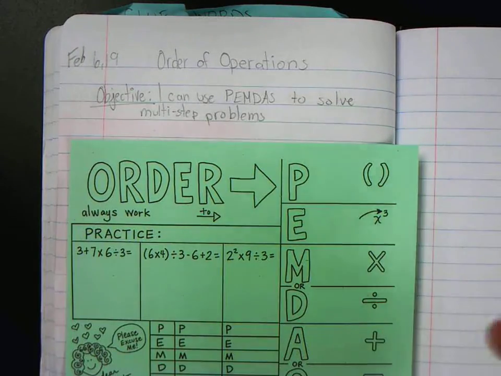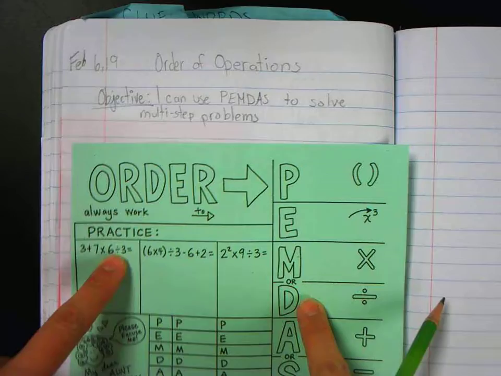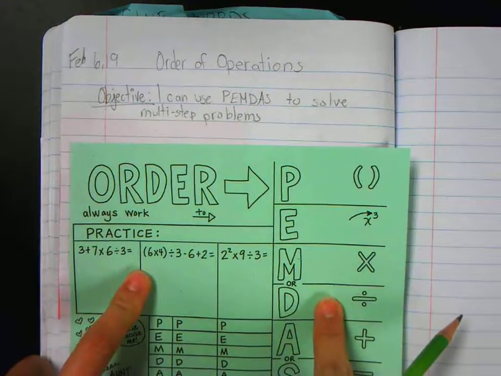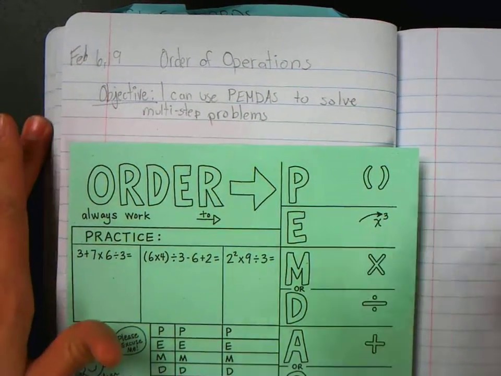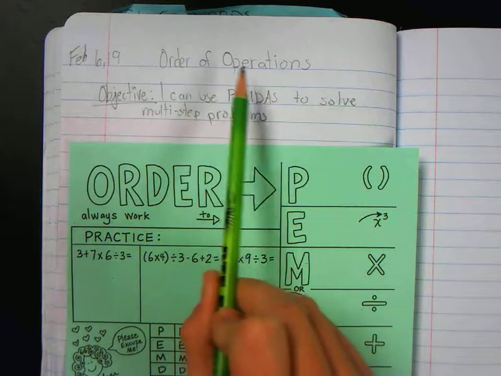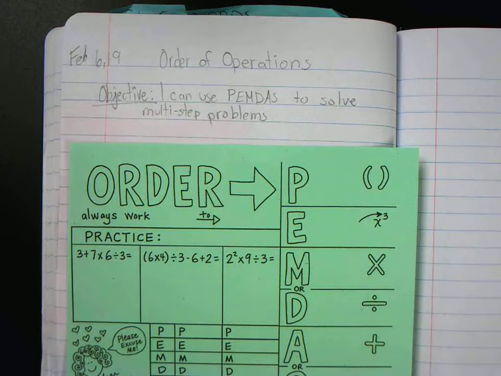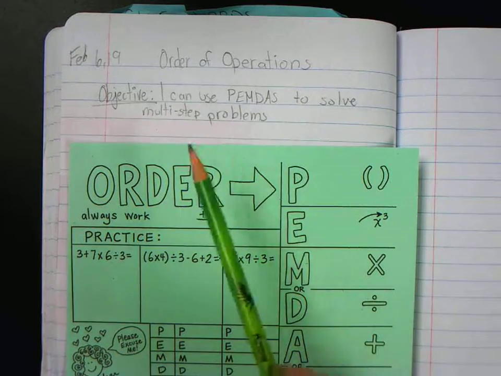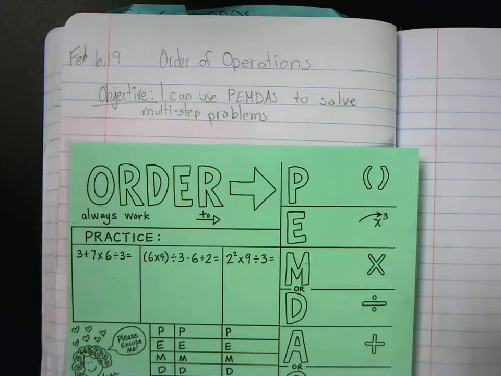First off, we are on a fresh page in our notebook, and you should have the green graphic organizer as well as your notebook with you. The first thing you're going to do is write at the top: Order of Operations. And our objective today: by the end of the lesson, you should be able to use PEMDAS to solve multi-step problems, and we're going to practice that today.